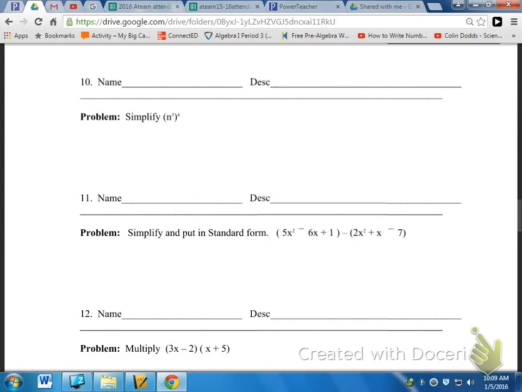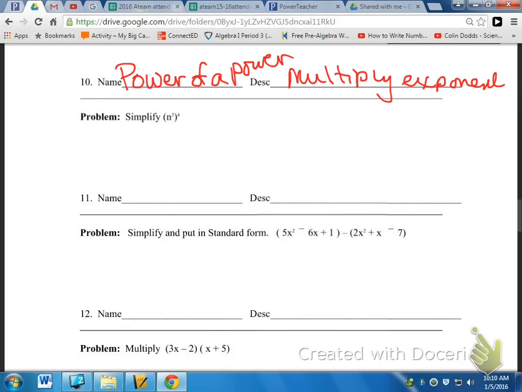Number 10 says simplify n to the 3rd power in parentheses to the 4th power. This name is called power of a power. And the description is multiply exponents and rewrite with new power.